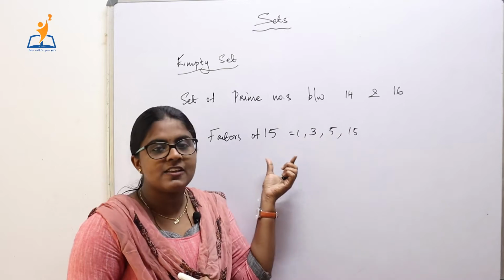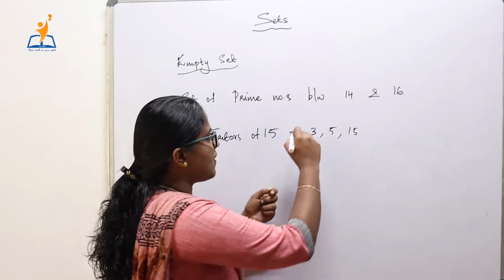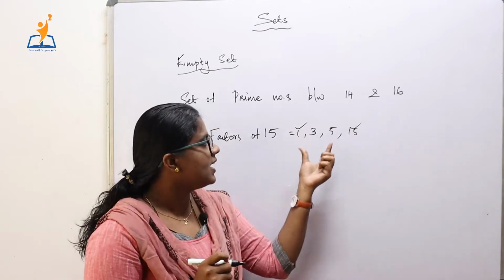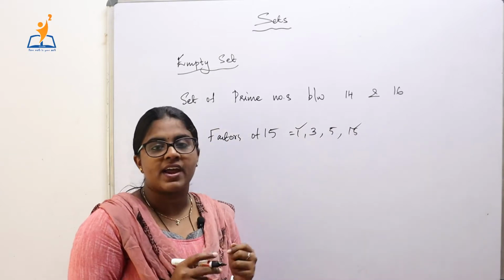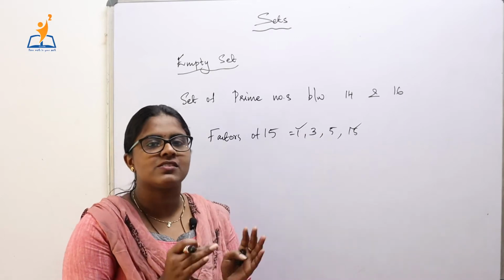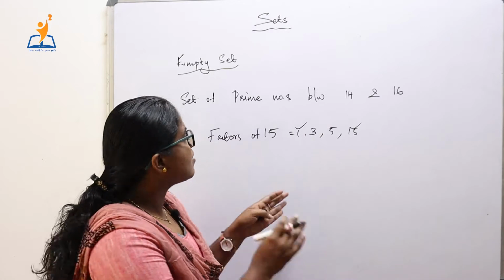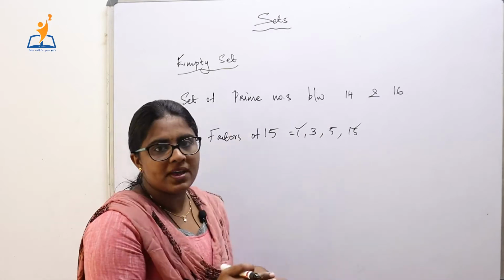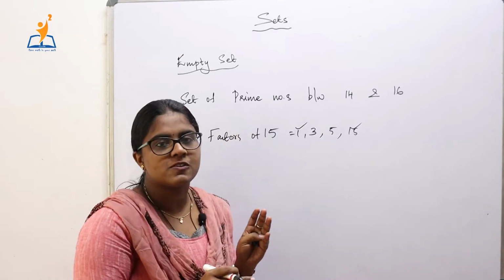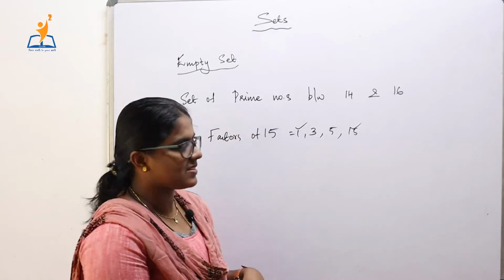If 15 were prime, there would exist only two factors, that is 1 and 15. But there are two more factors, 3 and 5. So it is clear that 15 is not a prime number, and therefore there is no number which satisfies this condition, that is, the set of prime numbers between 14 and 16.